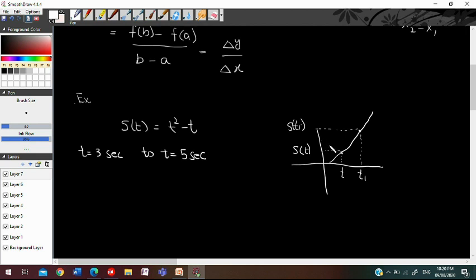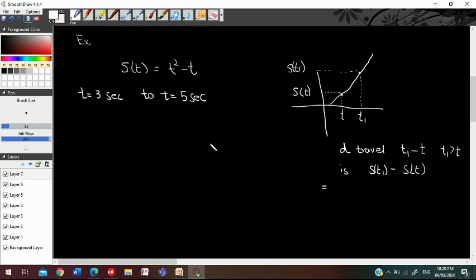Now, if the distance traveled in time t1 minus t, where you know that t1 is greater than t, is s of t1 minus s of t, then in other words we can say that this is equal to s of t1 minus s of t divided by t1 minus t.